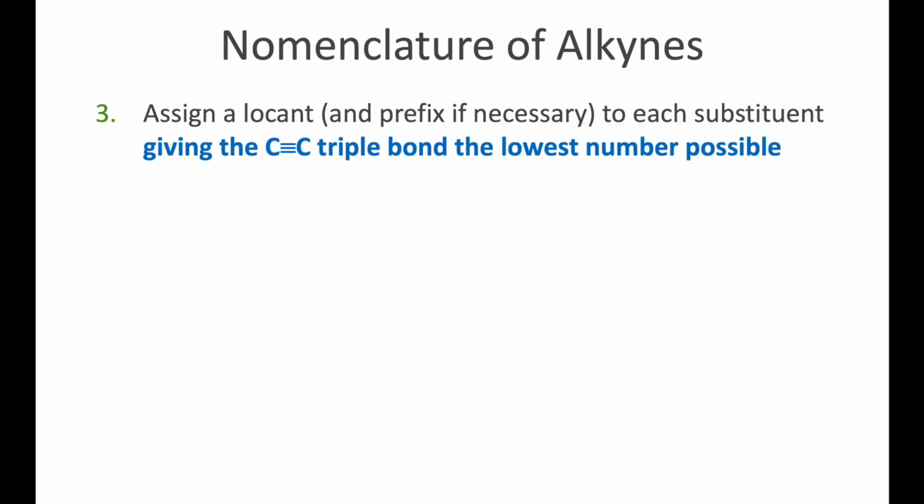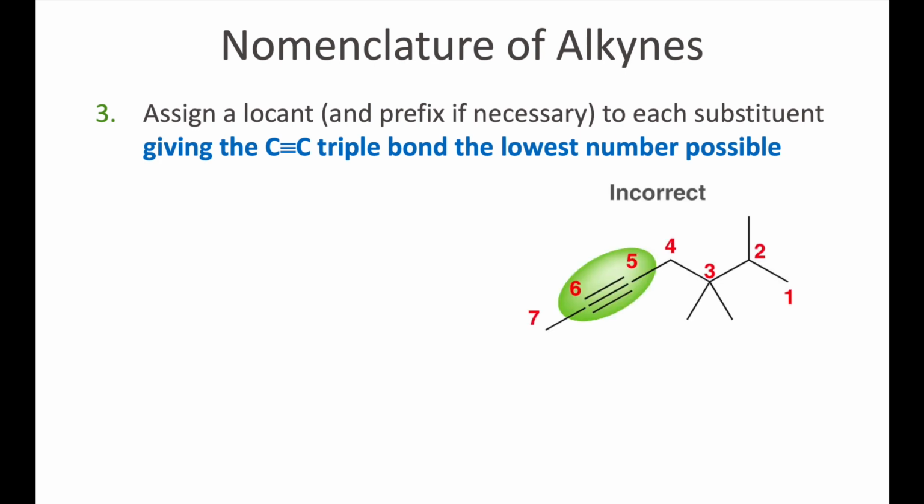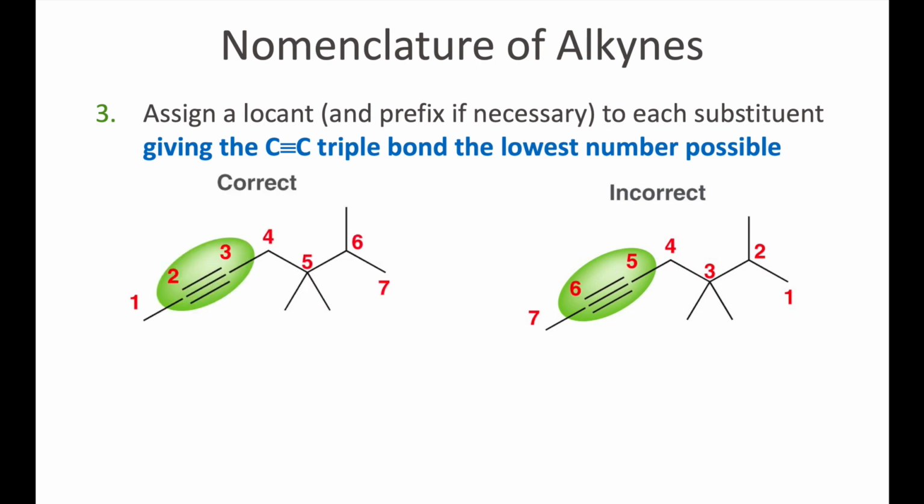And step 3 is a little bit different too. So when you assign a locant, you want the triple bond to be seen first. So for example here, you wouldn't number it from right to left because the alkyne is seen as the 5th carbon, as opposed to when you number it from the left to the right, the alkyne is seen at the 2nd locant. So 2 is lower than 5, so the correct way would be the one on the left.